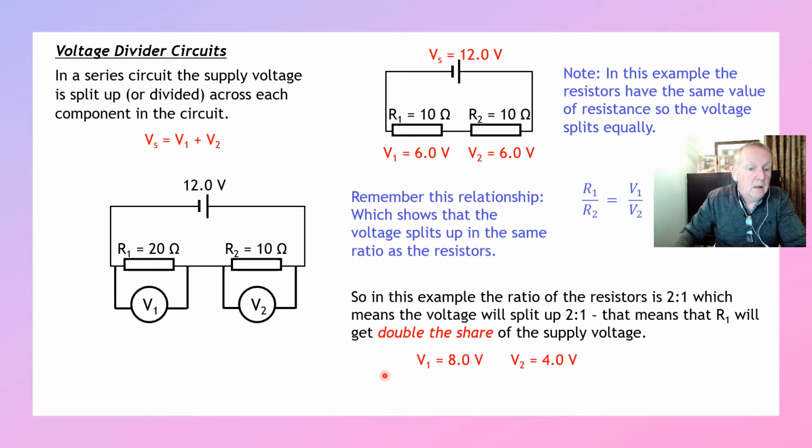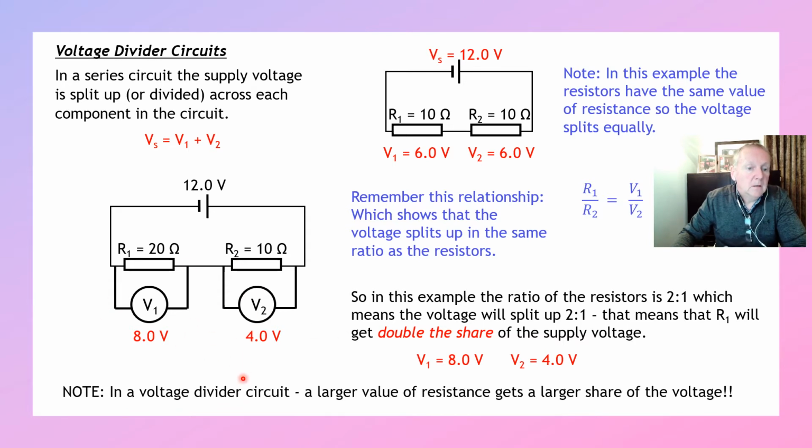You could probably work that out in your head. So V1 would be 8 volts and V2 would be 4 volts, remembering that V1 and V2 have got to add up to the supply voltage. The other way you do this is because it's 2 parts and 1 part, that's 3 parts in total. Then V2 will get 1/3 of the 12 volts, which is your 4, and V1 will get 2/3 of the 3 parts, if you know what I mean. Okay, so that's for nice easy numbers like this.